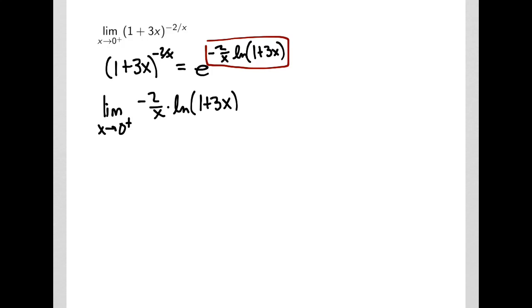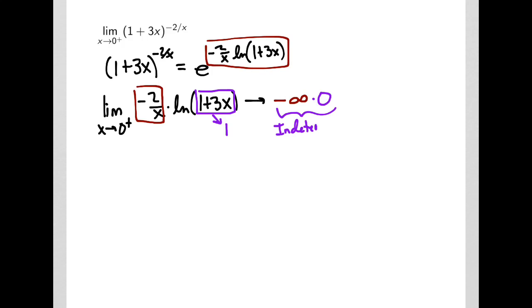As x goes to 0, there are two pieces. There's this chunk negative 2 over x. As x goes to 0, that piece is going to go to negative infinity. And then secondly, 1 plus 3x, as x goes to 0, is going to 1, and the logarithm of 1 is 0. So this is an example of an indeterminate form, but we can't use L'Hopital directly. So it's indeterminate, but not L'Hopital. That's because it's not a fraction.